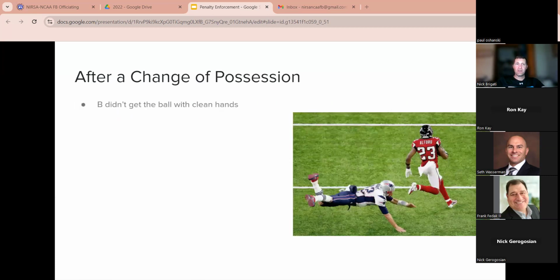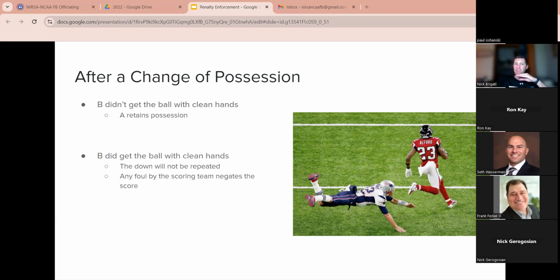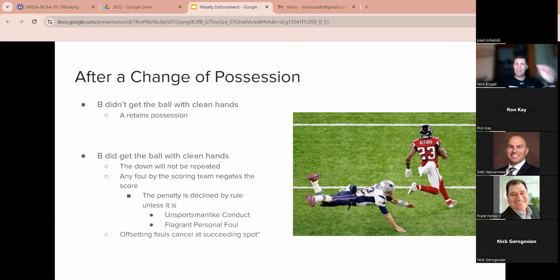Now, after a change of possession, we have to think about whether or not B got the ball with clean hands. If B did not get the ball with clean hands and had committed a foul, then A retains possession after enforcement. But if B has the ball with clean hands, we will not repeat the down. Any foul by the scoring team cancels the score, but the penalty will be declined by rule unless it's either unsportsmanlike or a flagrant personal foul. Any situations where we would have offsetting fouls that meet these criteria would offset at the succeeding spot, with the exception being if one team's foul is an unsportsmanlike conduct or flagrant personal foul, we would have carryover enforcement.